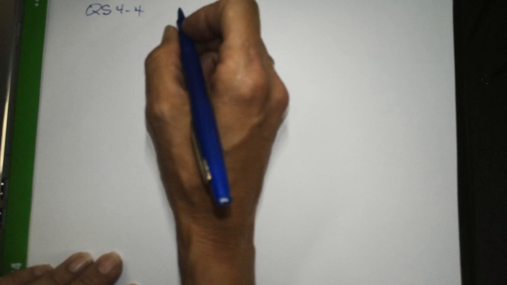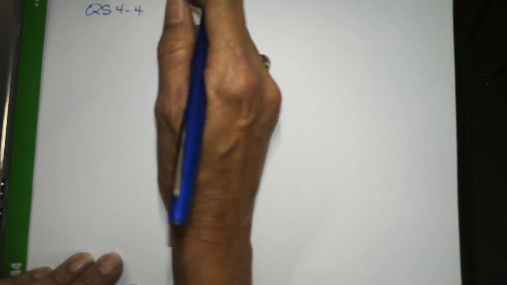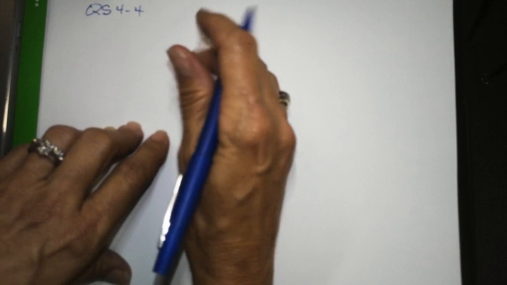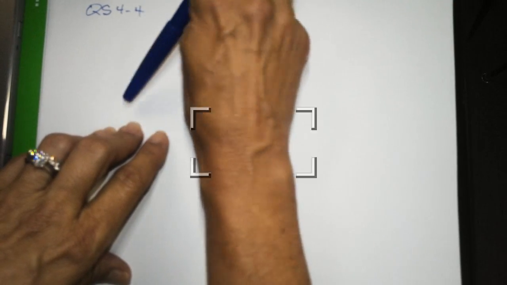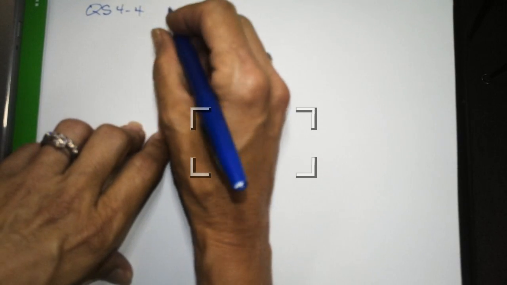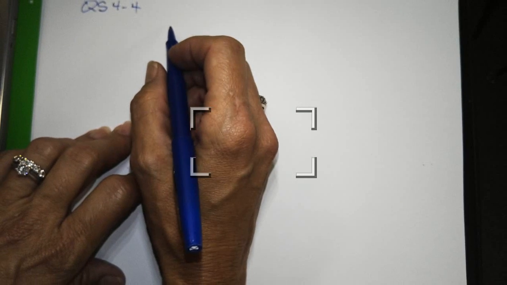Quick study 4-4 in your Wild book. It's page 195 if you're looking at the book, or in the e-book version. Okay, it's page 195.